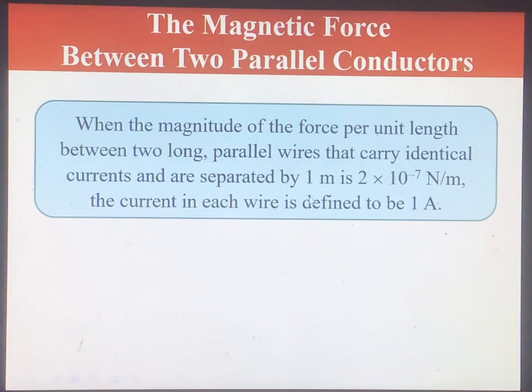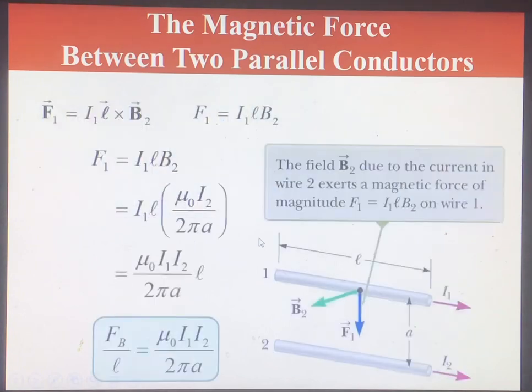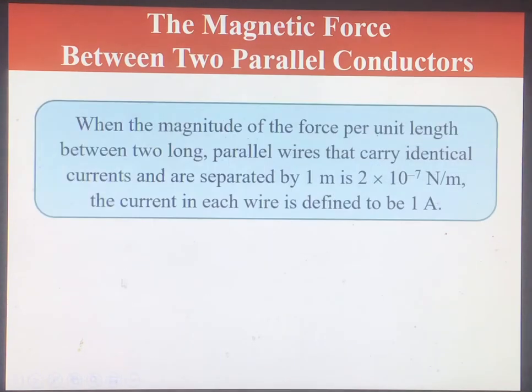All right. So again, we can go into this equation right here and just plug in the values. For example, when the magnitude of the force per unit length between two long parallel wires that carry identical currents and are separated by 1 meter is 2 times 10 to the negative 7 Newton per meter, then the current in each wire is defined to be 1 amp. So we can use this as the definition of the amp.